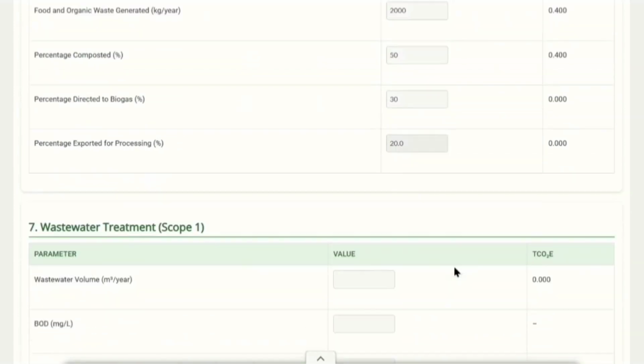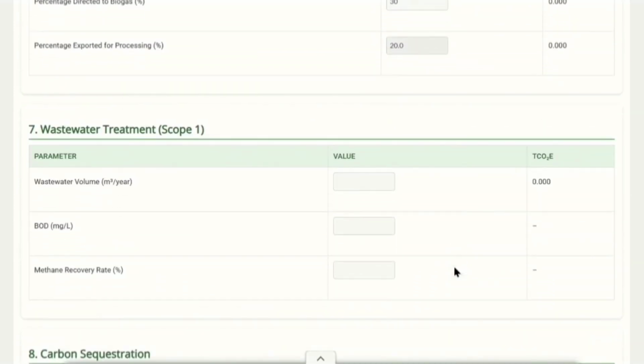Next is the wastewater treatment, scope 1. This section deals with emissions from on-site wastewater treatment, which is classified under scope 1. You need to input wastewater volume in cubic meters per year. This represents the total volume of wastewater generated. Next is the biochemical oxygen demand or BOD in milligrams per liter. This indicates how much organic material is in the water, which can break down and produce methane. And last is the methane recovery rate in percentage. This tells the tool how much of the methane is being captured or cleared instead of released.